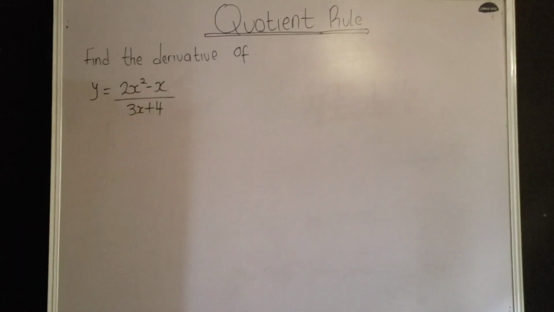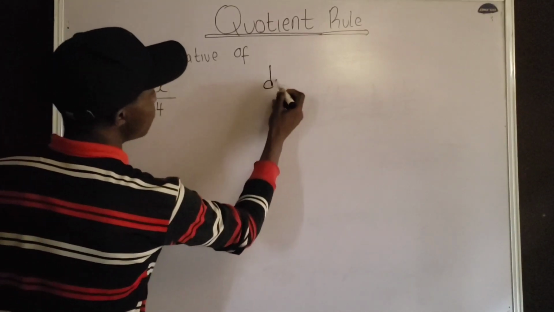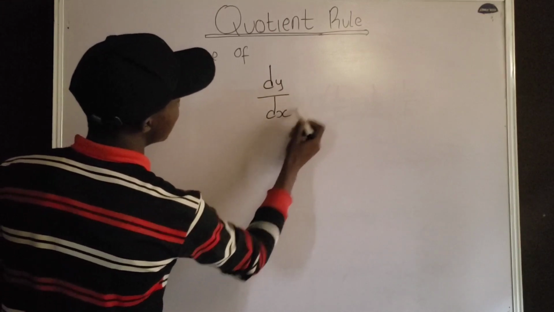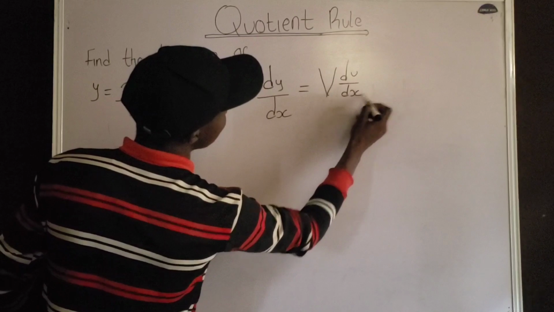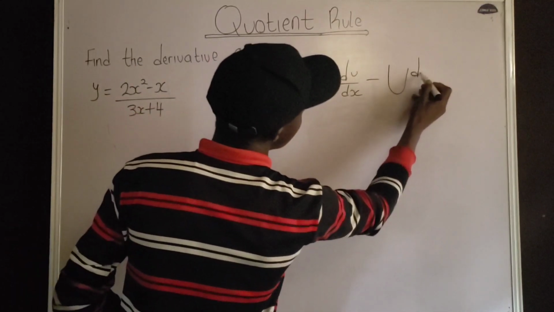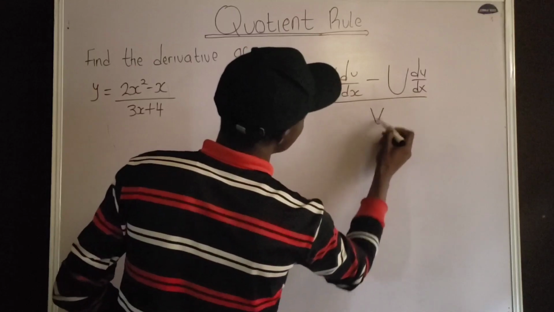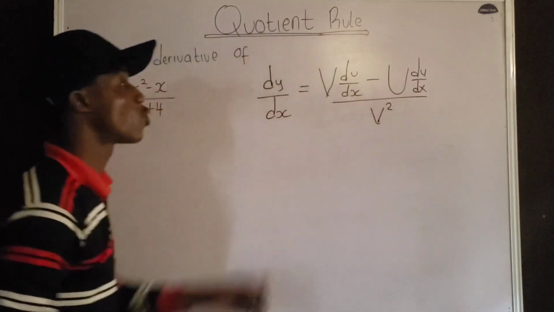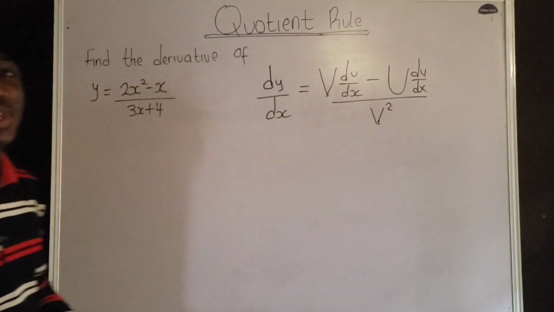To solve this question using the quotient rule, the first step is to remember your formula. Don't forget that the quotient rule says that dy over dx is equal to v du over dx minus u dv over dx, all over v squared. This is the formula for the quotient rule. As you can see, I need my v and u, and I need the derivatives of v and u.